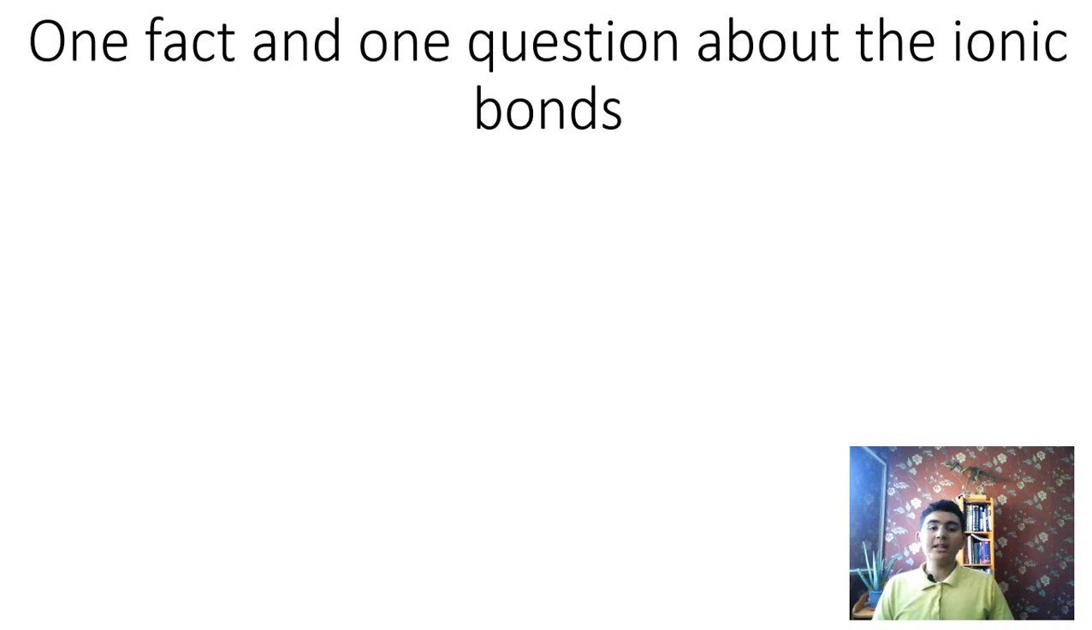Another fact is that some elements have two ions. For example, iron, or Fe, can form cations with 2+ charges and cations with 3+ charges. So remember those.